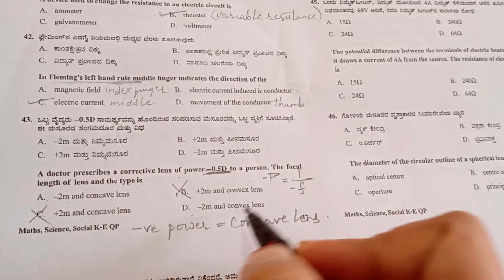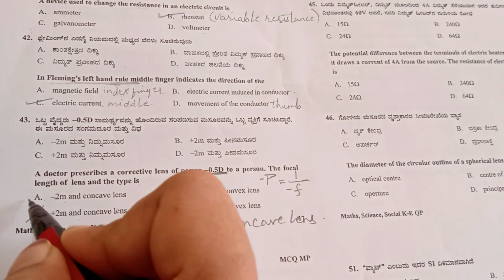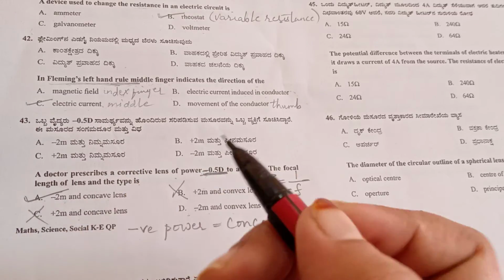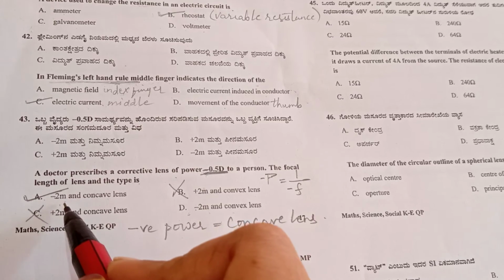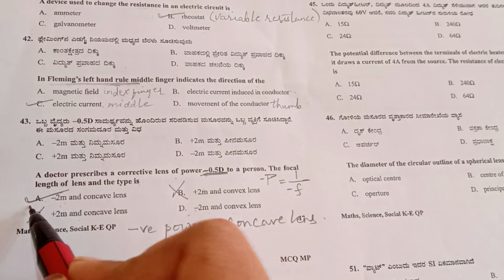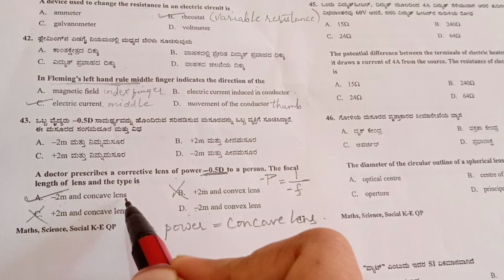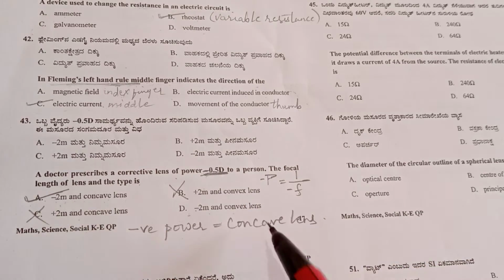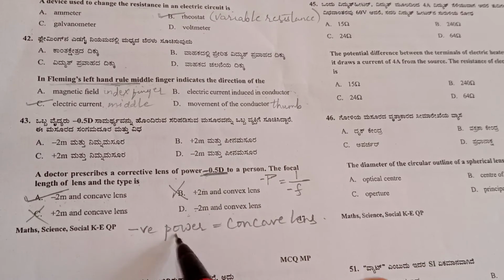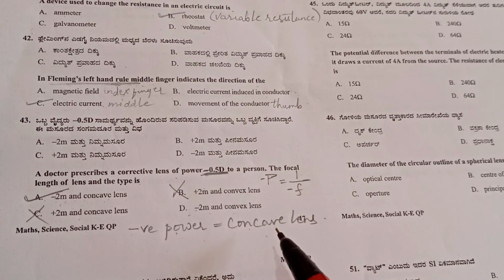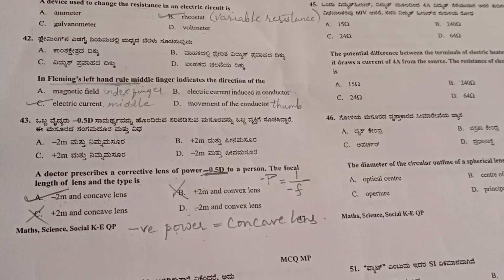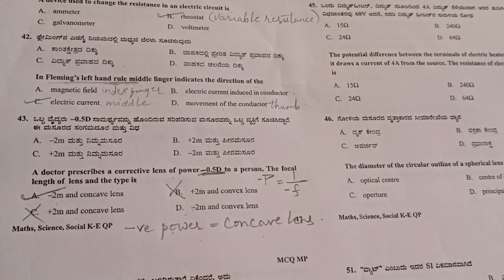And that's how we come to the conclusion that the focal length and the type of the lens for this question is option A, minus 2 meters, and concave lens. You need to remember the point that negative power is always for a concave lens and positive power is for a convex lens, depending upon the focal lengths, which are negative or positive respectively. In the next video, we will discuss some more questions.